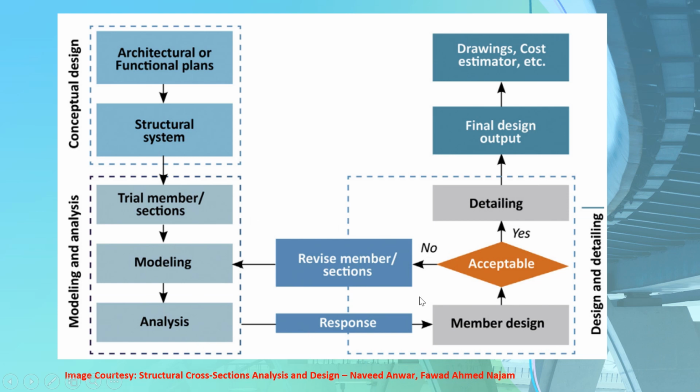So this process is repeated until all the elements are given an acceptable design. And once we get an acceptable design, we go for the detailing, and this detailing process finally leads us to the final design output. And if needed, we may also perform cost analysis. We may want to, or the client may want to know the estimated cost of that structure. That cost can also be derived after getting the final design output.